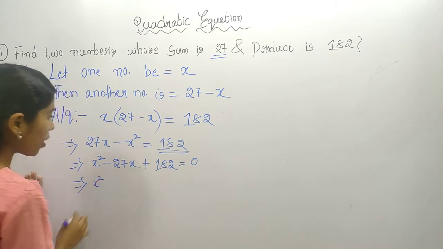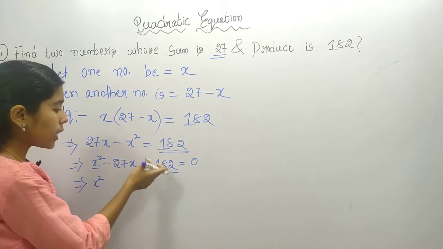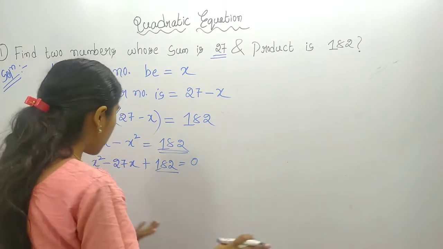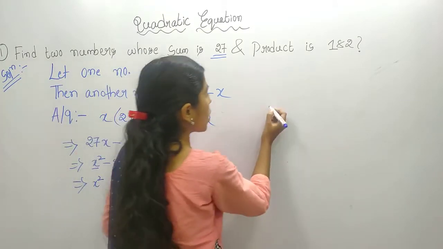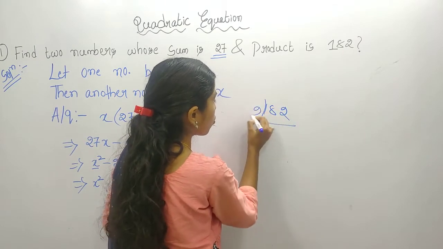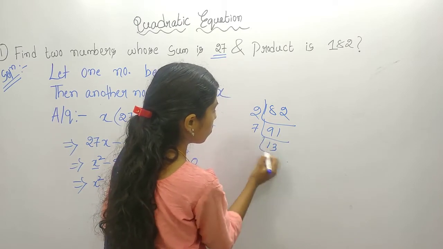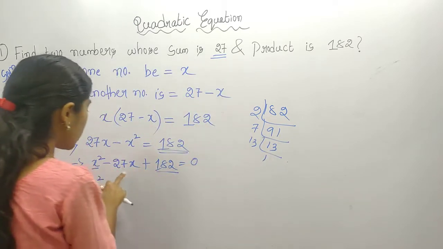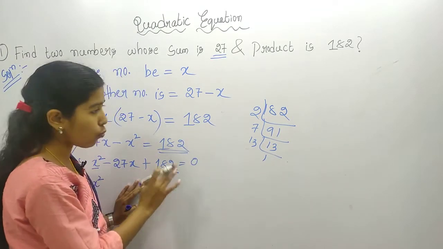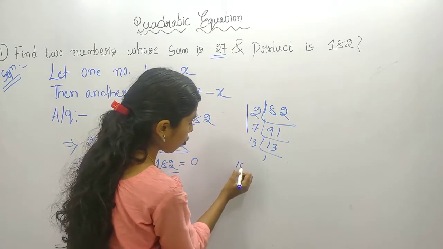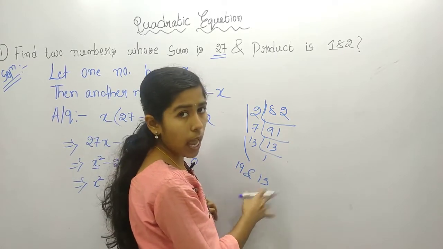For x square, first you have to multiply the first and last numbers, then find the factors. Here 1 is there, and 182, so 1 into 182 is 182. Find the factors of 182: 2, 91, 7, 13, 13, 1. Here the sum should come minus 27, and if we multiply the two numbers, it should come 182. So 2 into 7 is 14, and 13 into 1 is 13. So here we got 14 and 13 as the two numbers.